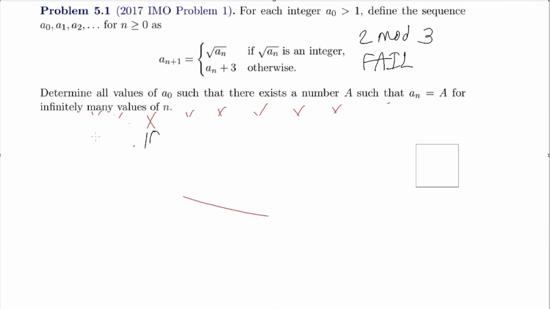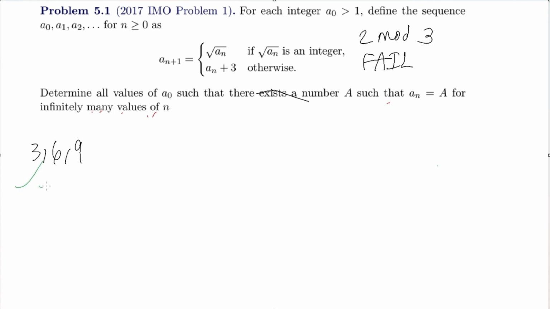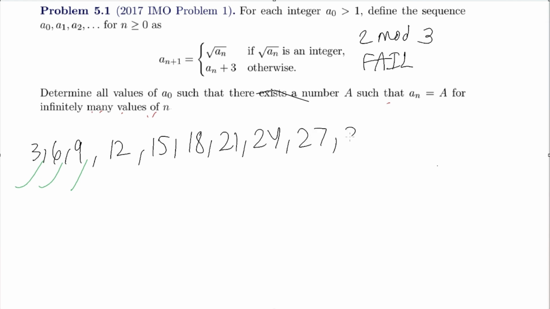So let me go ahead and erase all this. So we know that 3, 6, and 9 all work. So let's see if 12 works. We would expect it to work because that's what our conjecture is. So we go 12, 15, 18, 21, 24, 27, then 30, add more to get 33. Not yet, but 36 is where we hit 6 squared.